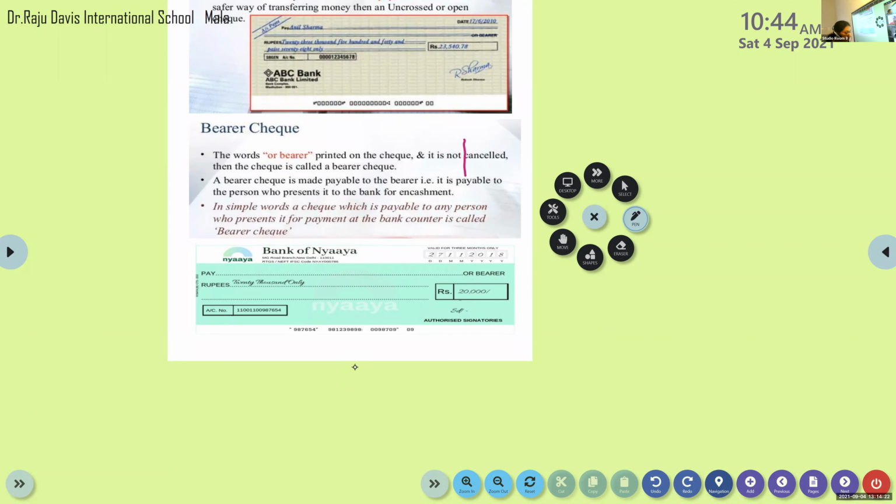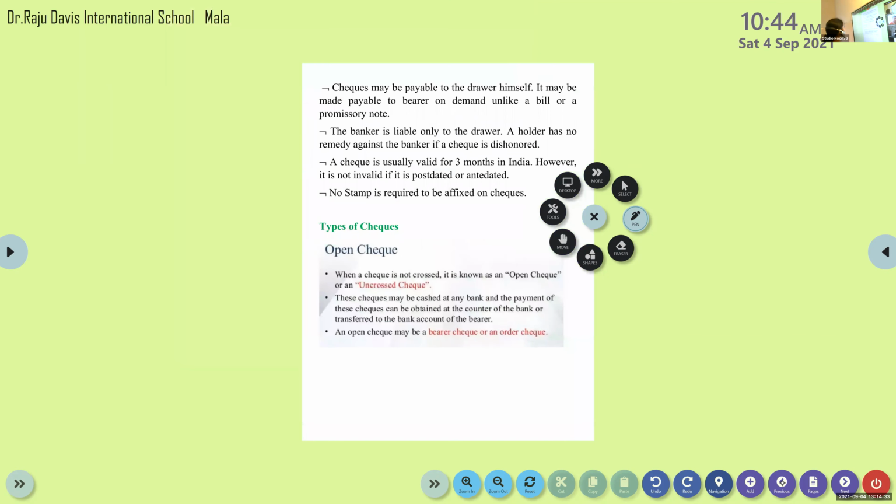Now, both of these, bearer check and order check, belong to open check. It is another kind of classification or a type that is called open check. So what did I say? Open check means it can be either bearer check or order check. Clear? Both of these fall under the category open check.